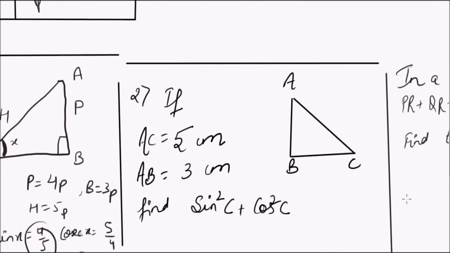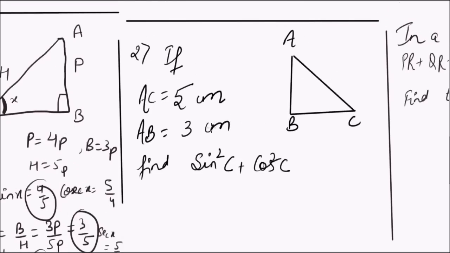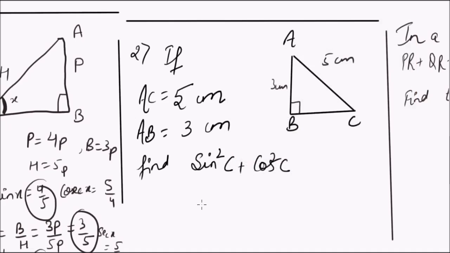Let us have one more example, which says if AC is 5 cm, AB is 3 cm, find sin square C plus cos square C. Now, to find out sin square C plus cos square C, we must first know what is the value of cos C and sin C, for which we'll be needing the value of BC also.